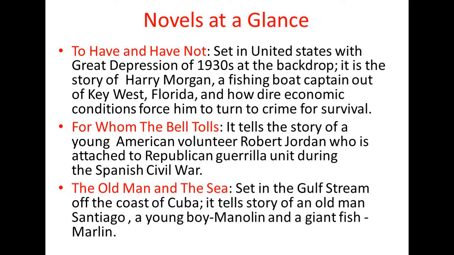Then To Have and Have Not. It is set in the United States with the Great Depression of the 1930s as the backdrop. This novel traces the story of Harry Morgan, who was a fishing boat captain out of Key West, Florida. And the Great Depression of the 1930s led him to face a lot of economic turmoil in his life. And because of that, he had to turn towards crime so that he could really survive in the Great Depression.